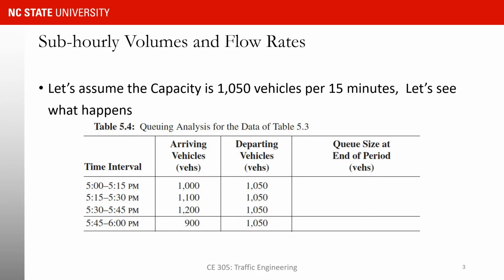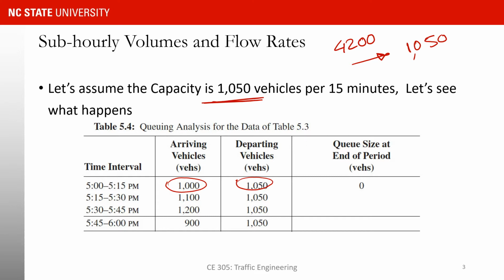So I'm assuming that the capacity per hour is 4,200, or in other words, in 15 minutes, if you divide it by 4, it is 1,050 vehicles. Okay, so that's the capacity that I have. All right, so in the first 15 minutes, I have 1,000 vehicles that arrive, and I can process 1,050 vehicles. Am I going to have a problem? No. Am I going to have a queue there? What is going to be the queue length? It's going to be 0. No vehicle is going to be staying there.